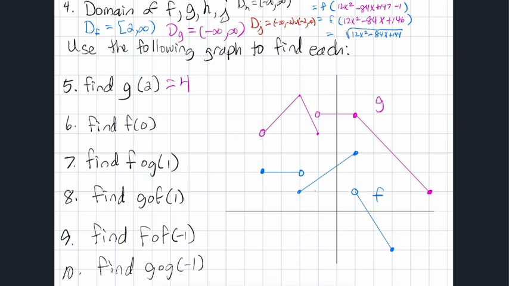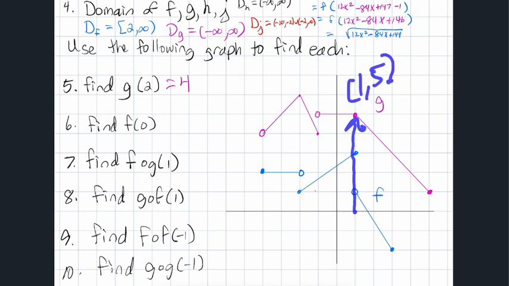Now, for 7, remember, like any function composition, I suggest working yourself from the inside out, okay? So we're going to find G of 1. We're going to get an answer, and that answer is what we look for in F. So what is G of 1? Well, if we go to an x value of 1 and go up onto the G function, that is the point (1, 5).